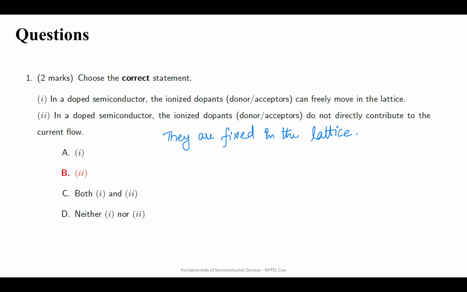That is right. The answer would be two. The ionized dopants are fixed in the lattice, and hence they cannot contribute to the current flow. So option one is incorrect and option two is correct.